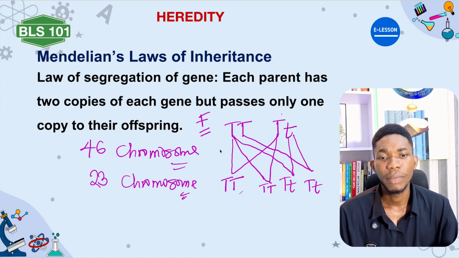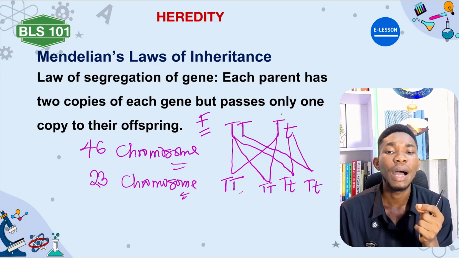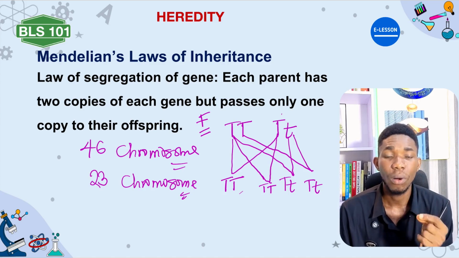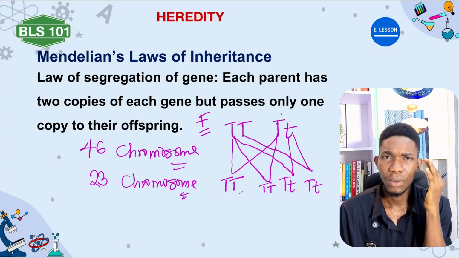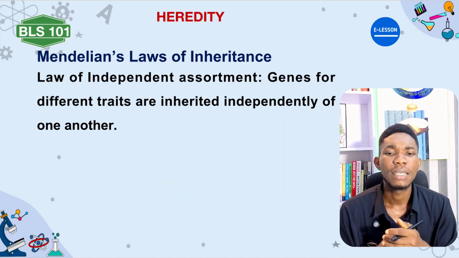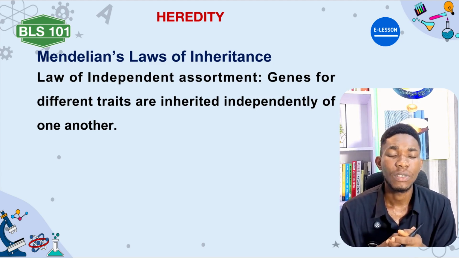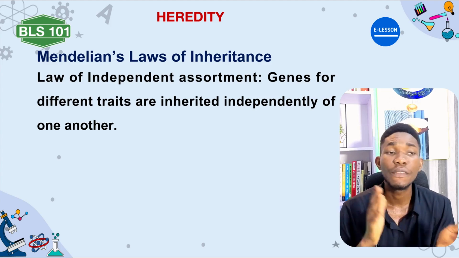Mendel, Gregor Mendel, says that each parent has 2 copies of a gene, but passes only 1 copy to their offspring. Is that understood? Now, the next one, the law of independent assortment. The genes for different traits are inherited independently of one another. That is the law of independent assortment. When you say independent, they pick different ones.